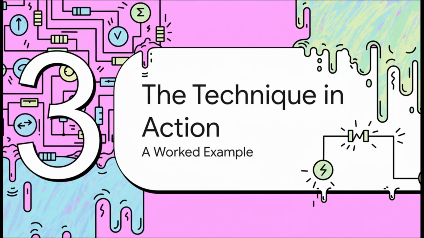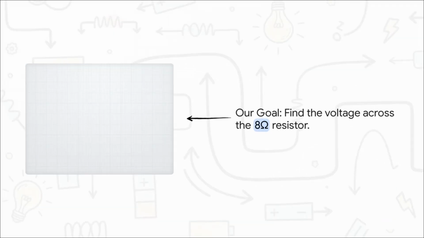All right, enough with the theory. Let's get our hands dirty. This is the fun part, where we take a genuinely messy-looking circuit and use this technique to simplify it right before our eyes. So here's our challenge. We've got 2 voltage sources, a current source, and a bunch of resistors all mixed together.